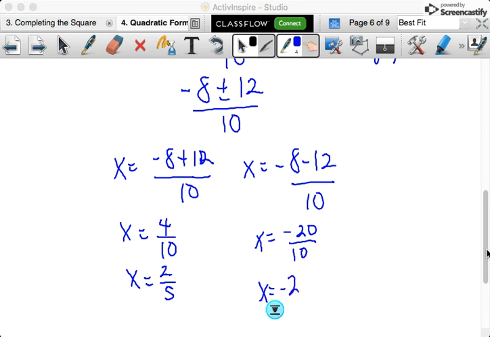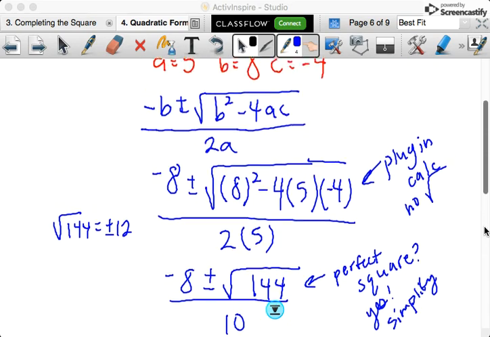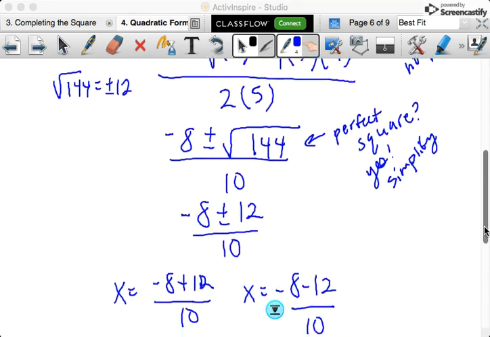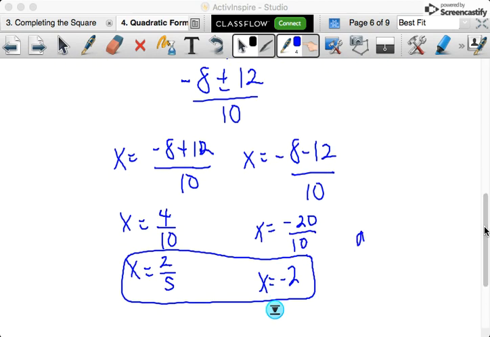So at this stage, I'm done. These are my answers. So hopefully you feel like, hey, this quadratic formula is a lot more straightforward than maybe some of my other methods. And this one will always work.